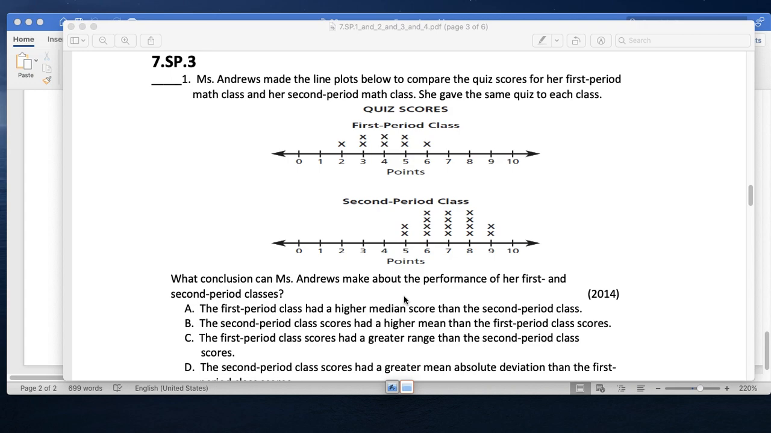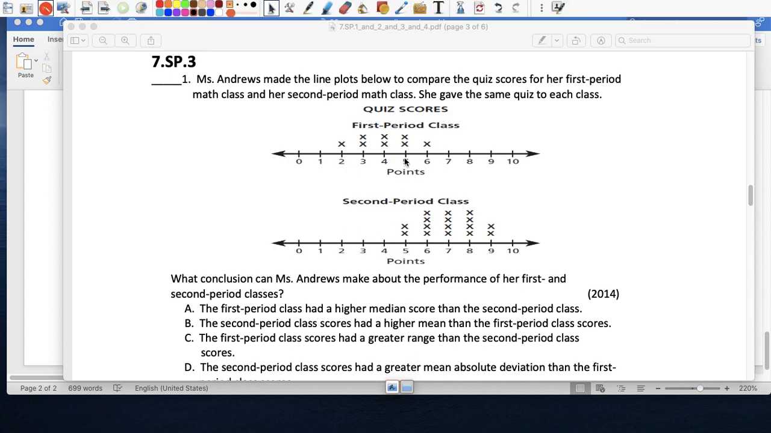Let's see. The first period class had a higher median. That's not true. If you look at the median for this class, even if you don't put all the numbers in order, the median, the number in the middle would be around here. The number in the middle for class B would be, I'd say, 7, right? So A is gone. The second class period scores had a higher mean than the first period score. Yeah, if you add those up and divide it by however many kids, I think the mean would definitely be higher. You can tell.